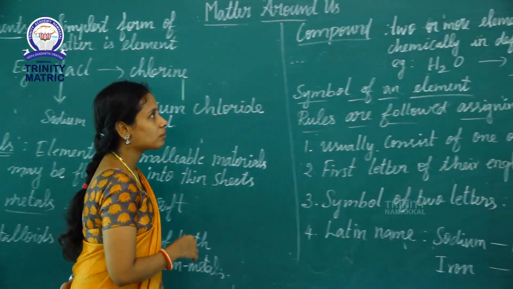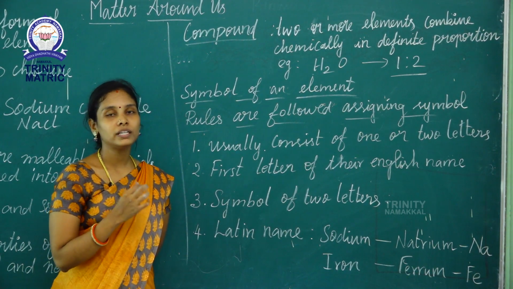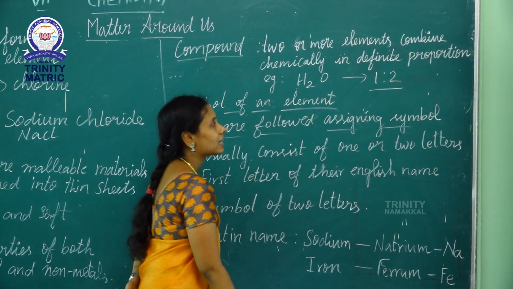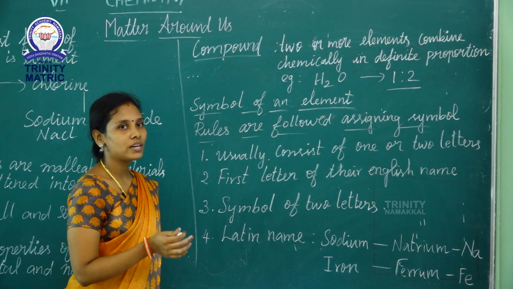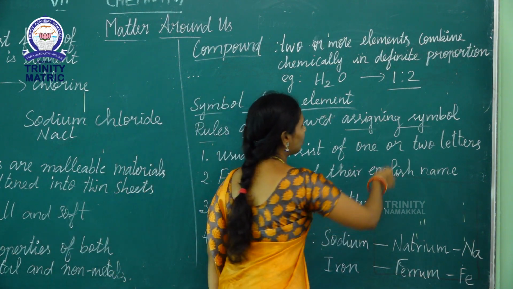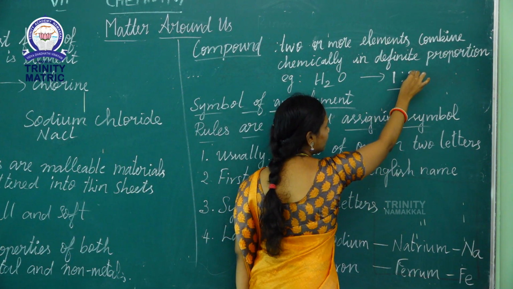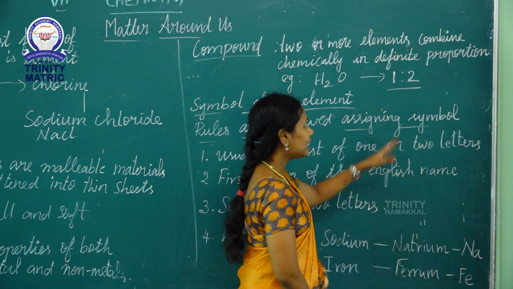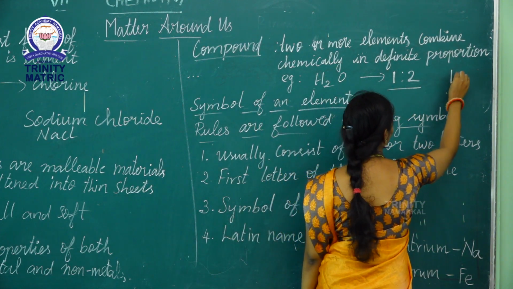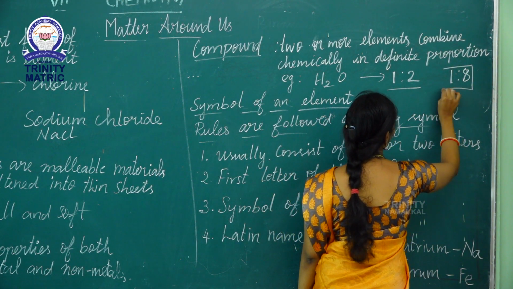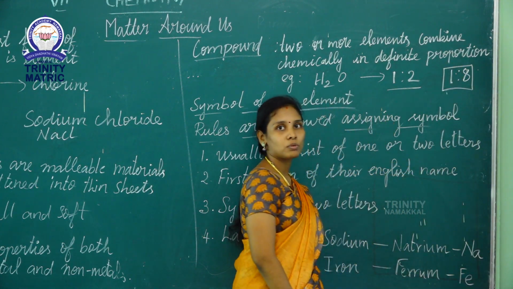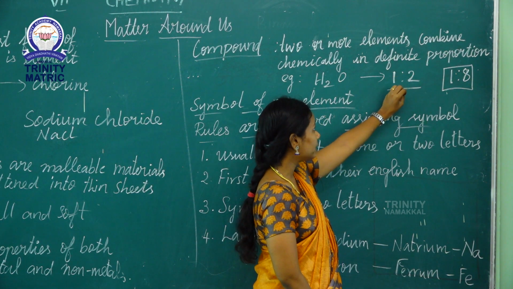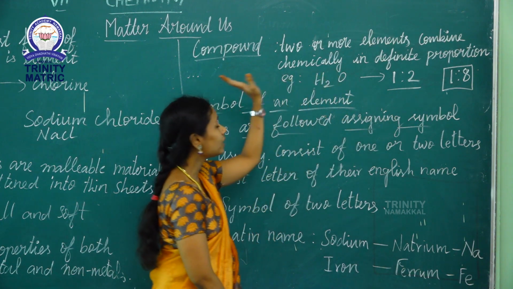Next, compound. Two or more elements combined chemically in definite proportion. Already we see that H2O, the water molecule, contains 2 hydrogen atoms and 1 oxygen atom. So this is chemically combined in definite proportion. The mass ratio is 1:8. The mass of the water molecule is 1:8, and the 1 oxygen atom and 2 hydrogen atoms combined with each other in definite proportion is called a compound.